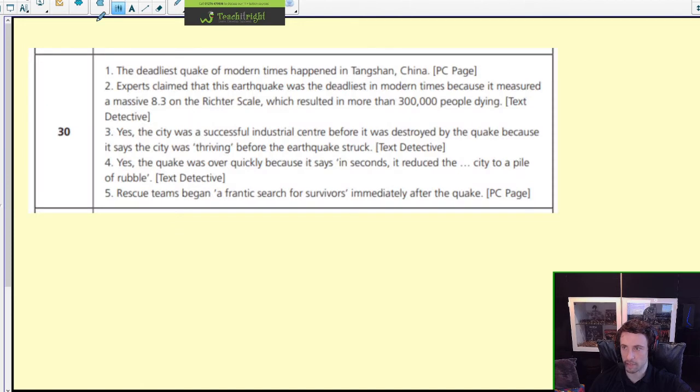Okay, let's have a look at them together. So, number 1, the deadliest earthquake happened in Tangshan, China. And this is, again, PC page. It's not an inference. You can simply just read that off the page and get the answer.